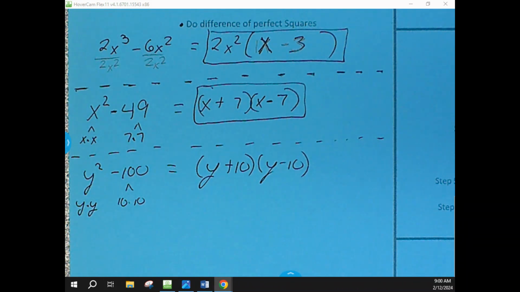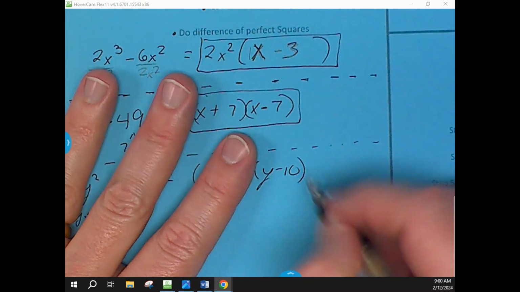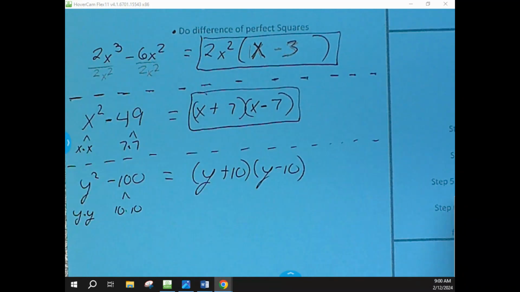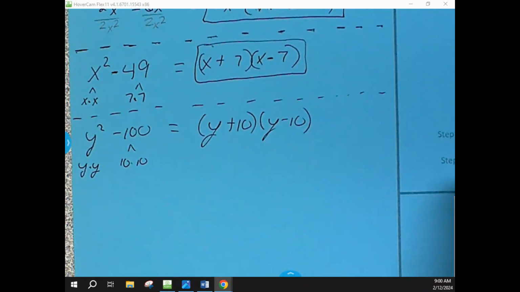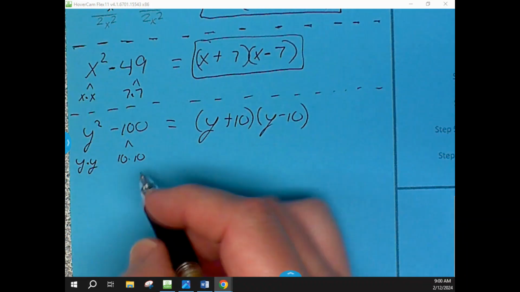And somebody's thinking, well, does it matter which one goes first? Absolutely not. If your answer is y minus 10 and then y plus 10, that's okay. As long as you've got a plus 10 and a minus 10 in there somewhere, the order doesn't really matter. Force of habit, I always seem to put my pluses first.